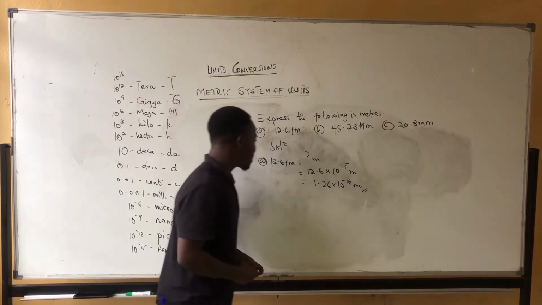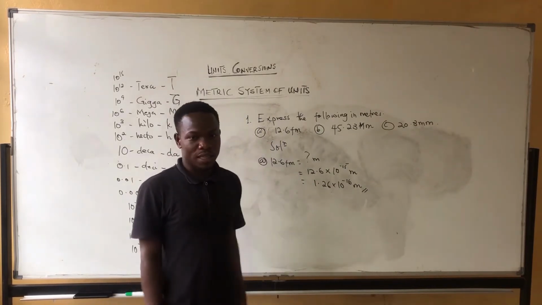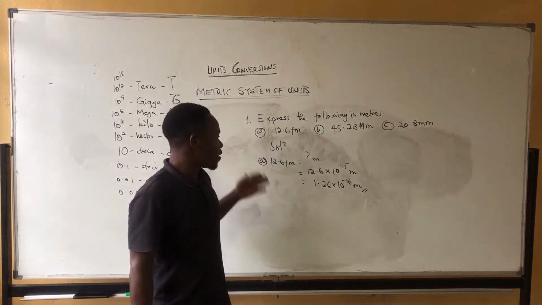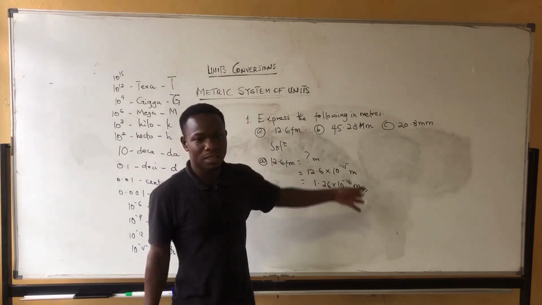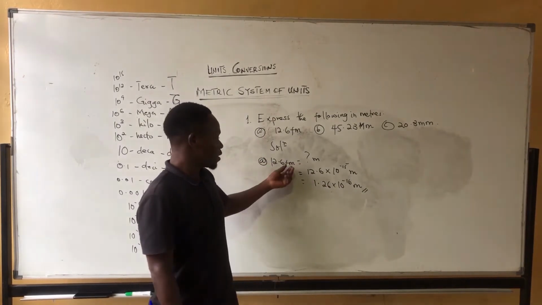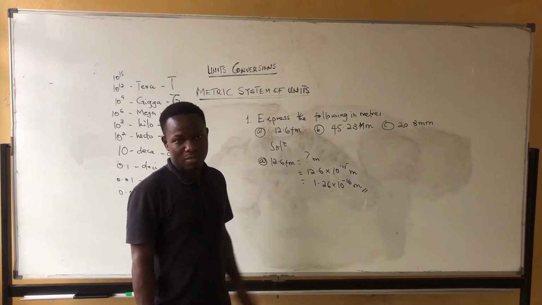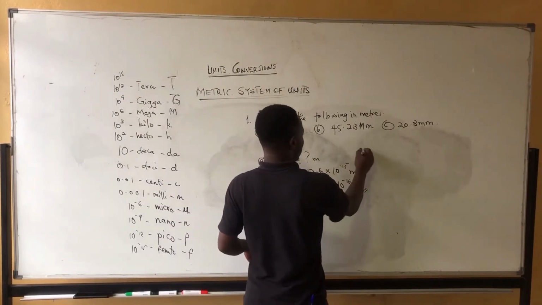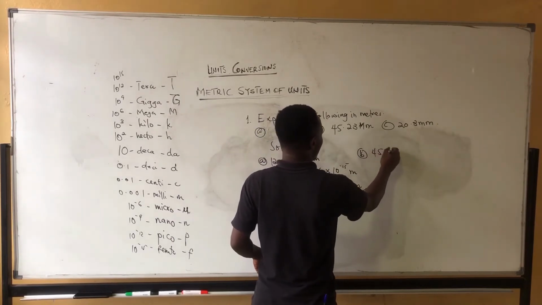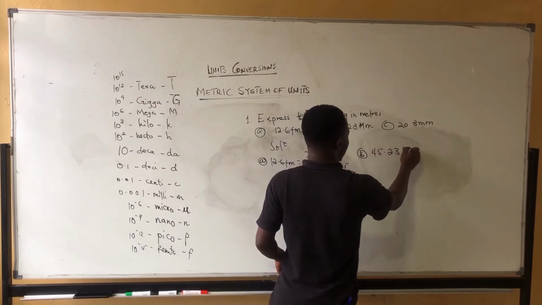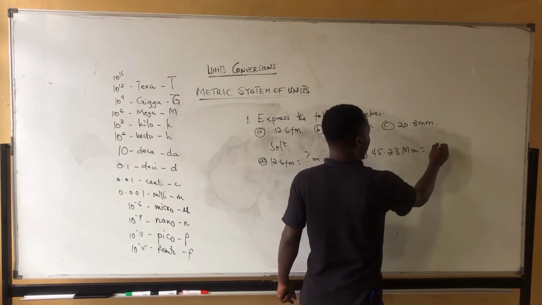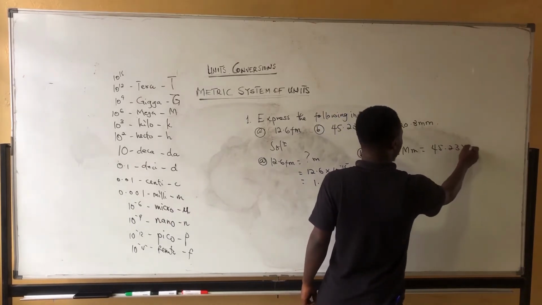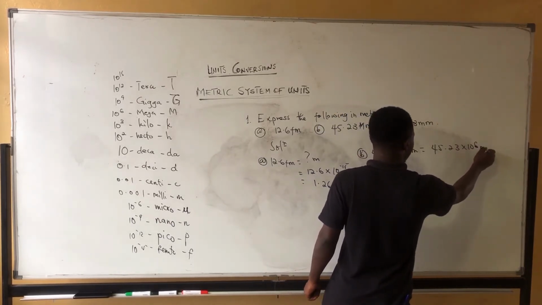So I have converted femtometers into meters without actually knowing the conversion pattern between femtometers and meters. All I did is use the value of the prefixes that I've been given. So it's pretty much easy. With that same analogy, 45.23 megameters becomes 45.23 times 10 to the power 6 meters. Simple.